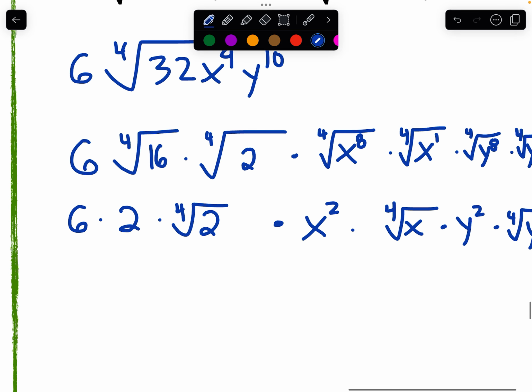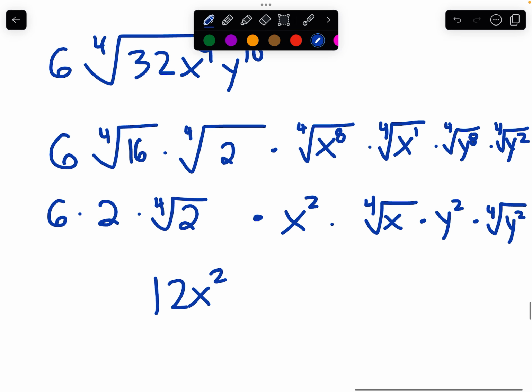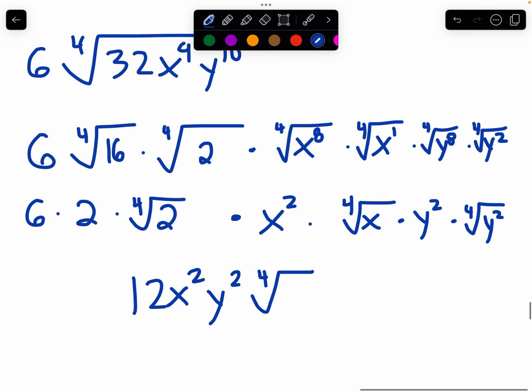So what do we have? We've got 6 times 2, which is 12. We've got an x squared and a y squared here. Inside the fourth root, it looks like we have a 2, an x, and a y squared.